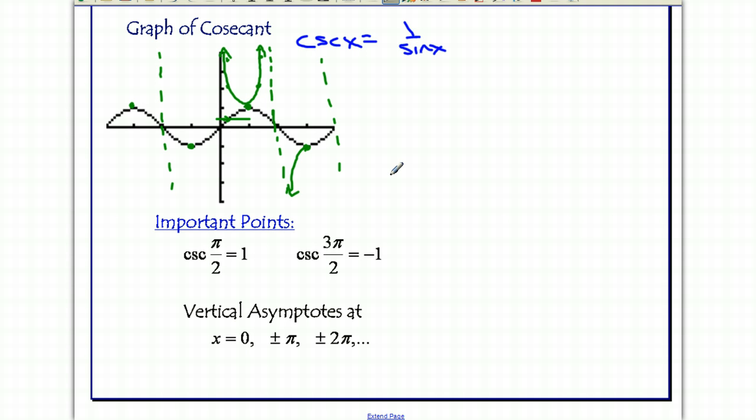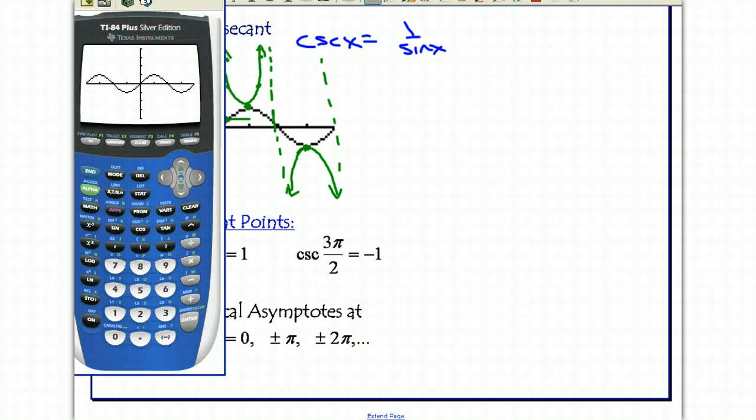And that's no big surprise, because sine and cosine are really the same graph, just with a shift. So secant and cosecant are really the same graph, just with a horizontal shift. Let's just double check that in our calculator. But I think we've got it pretty good.